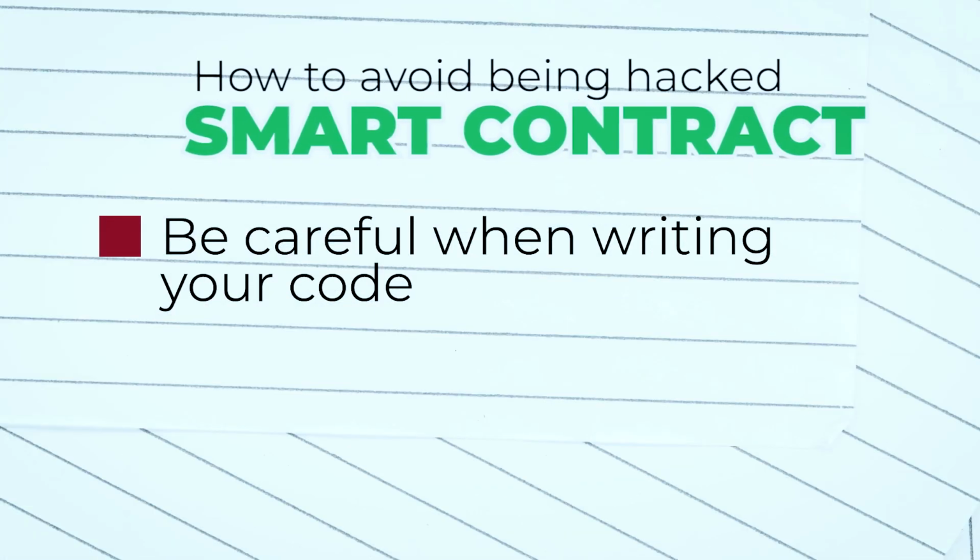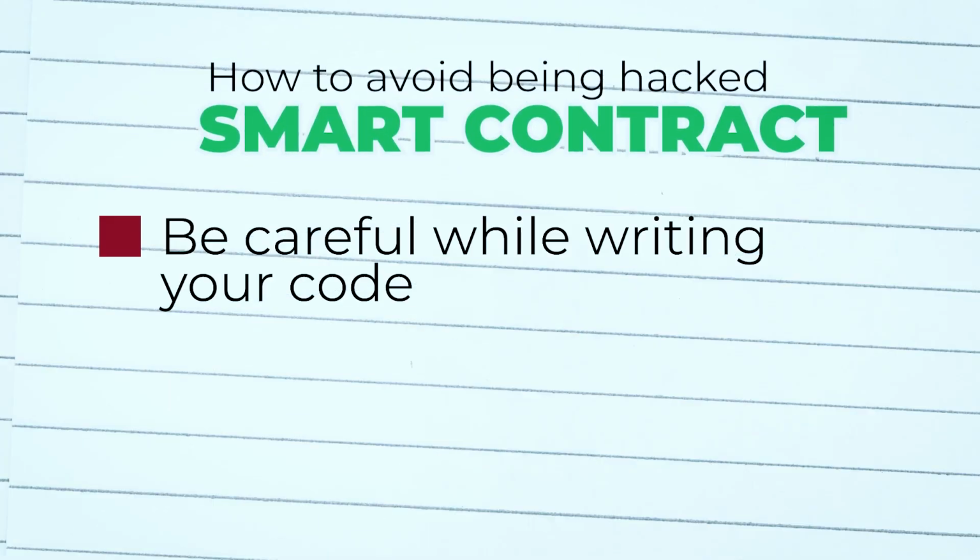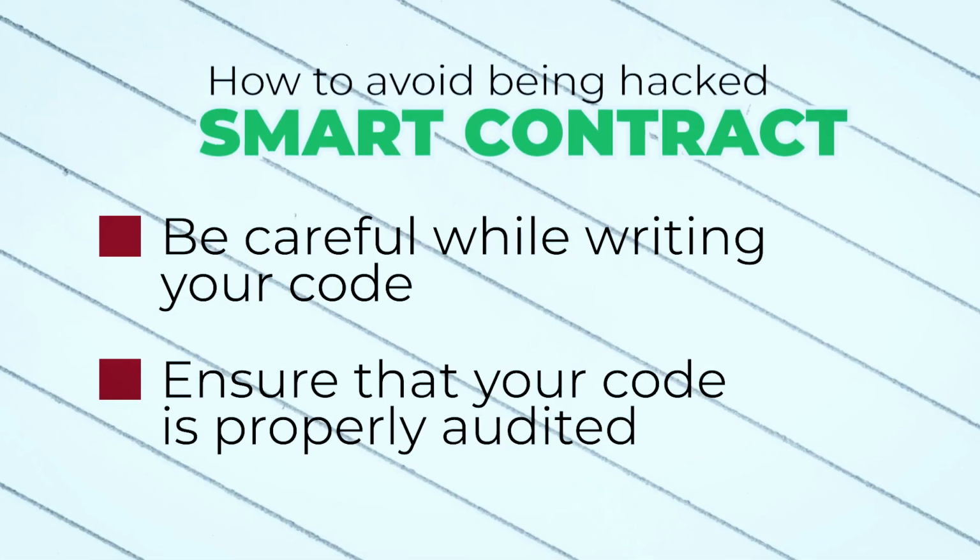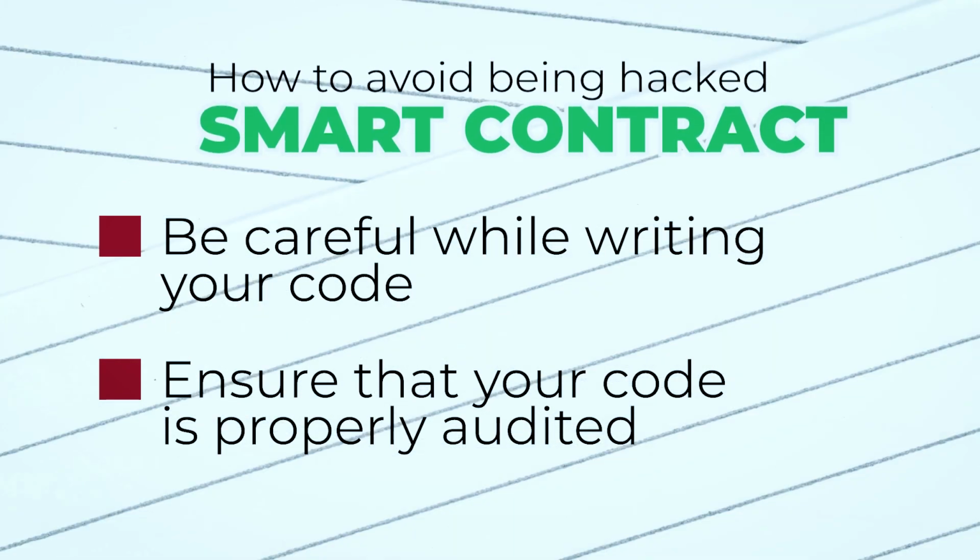For the smart contract part, it has to do with the developer. You have to be more careful when writing code, and after writing your code, you have to ensure that your code is audited. Don't just push out code that has not been audited. Ensure that your code is properly audited. Now let's go to the wallet.